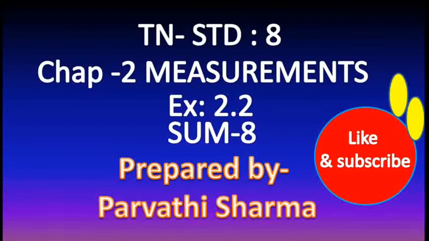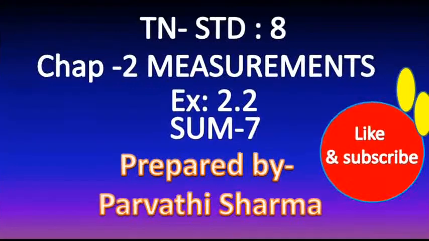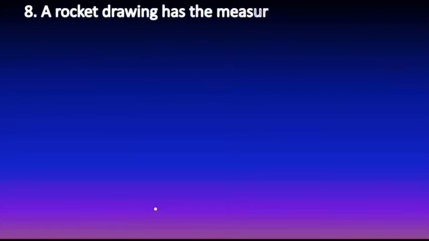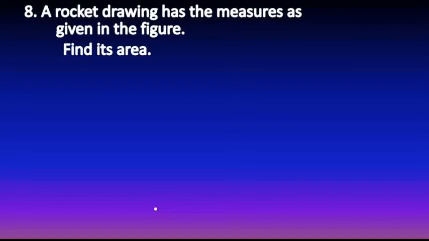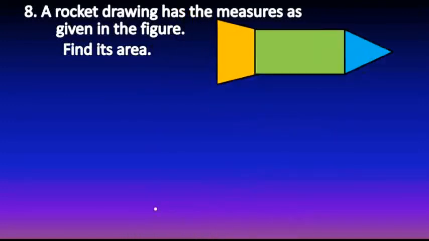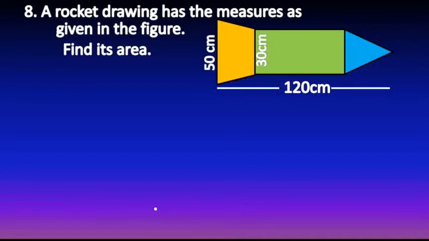Hello everyone. Now we are going to look into Standard 8, Chapter 2, Measurements. Exercise 2.2, Sum 8. A rocket drawing has the measures as given in the figure. Find its area. This is the given rocket drawing, and these are the measures of this drawing.